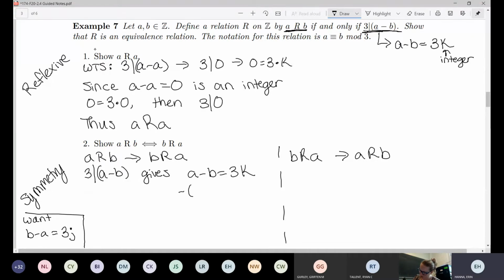But let me say I multiply everything. And when I say everything, I mean you have to do it on both sides. Never just multiply one side by a number. If you multiply one side by a number, you have to multiply the other side by a number. So let me multiply both sides by a -1. So we'd essentially have negative A plus B equals negative 3K.